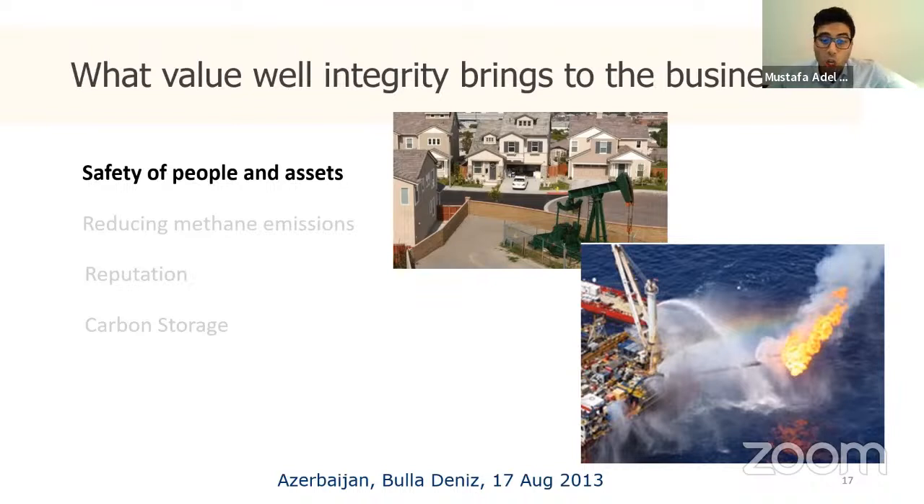Some wells operate in areas close to residential compounds, close to facilities, close to major roads. So any failure in these wells, any uncontrolled flow from these wells to the surface, can cause a potential blowout, can cause a fire. Fire can go on in this area and it can cause fatalities to people and to assets. So well integrity makes sure that the wells that are in critical locations are safe to operate and safe to exist where they are, and people can perform their activities around them without a problem.